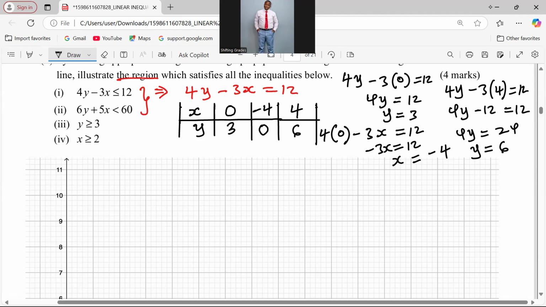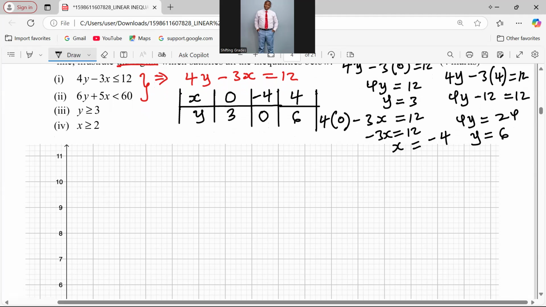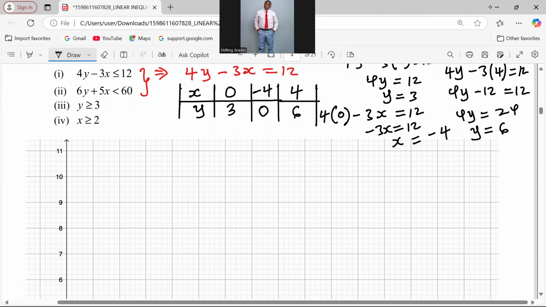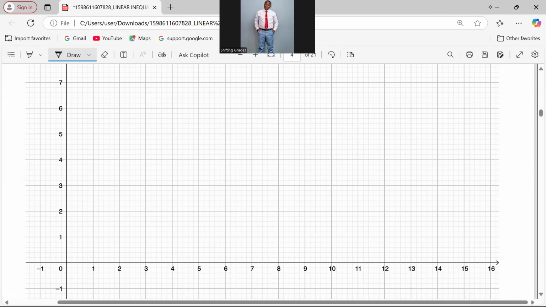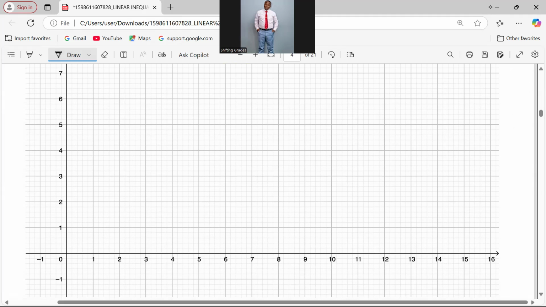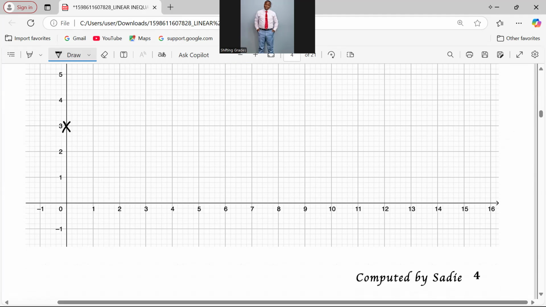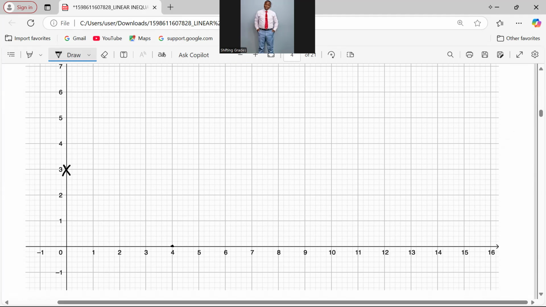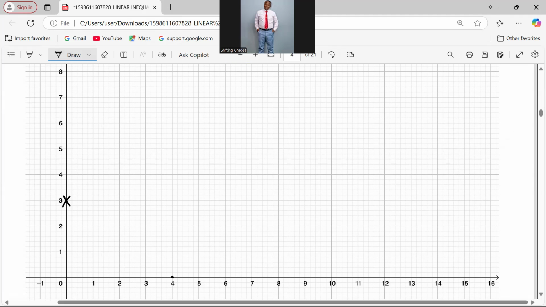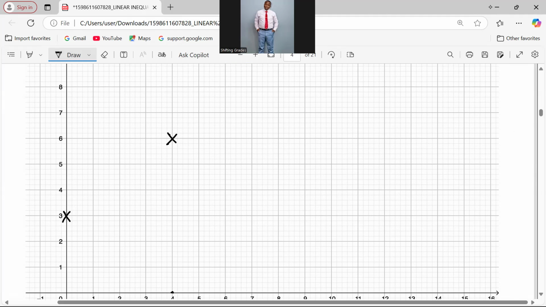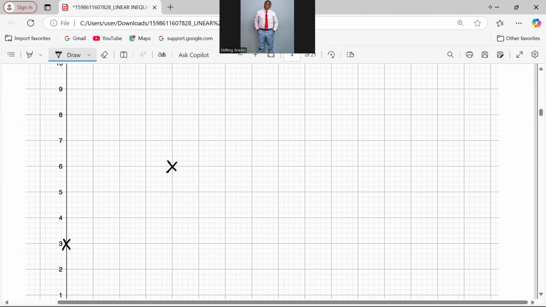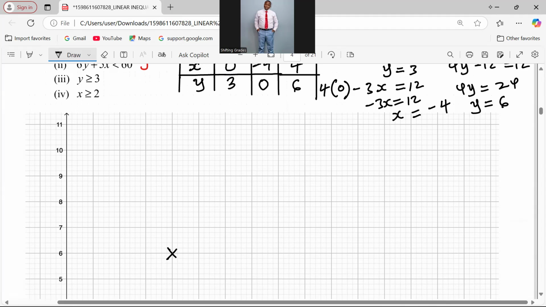At least now we have an alternative coordinate there, so we can use those two coordinates. 0, 3, that is the y-intercept. The coordinate is here. Then 4, 6. Coordinate 4, 6 is at this point. So we have two coordinates which will need to be connected so that we get this borderline.